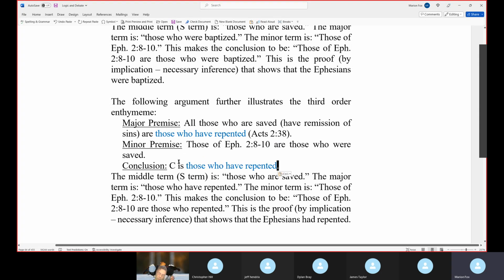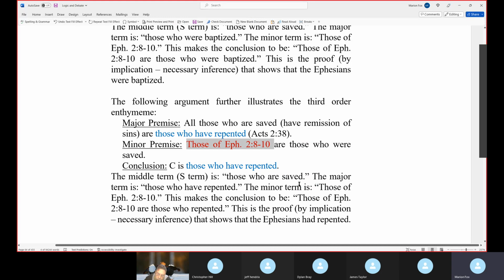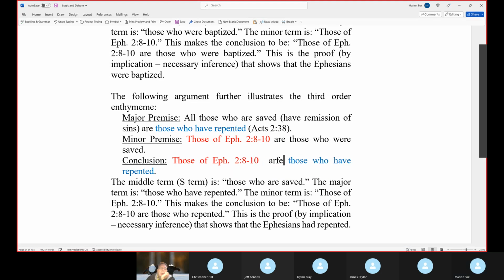And now let's come in here. We have our minor term. Those of Ephesians 2:8 through 10. The same minor term we had a moment ago. We'll make it red. We'll bring it down here. And we change this from singular to plural. So I have now proved that not only were those of Ephesians 2:8 through 10 baptized, but I proved they also repented.